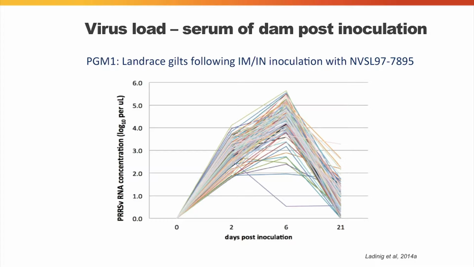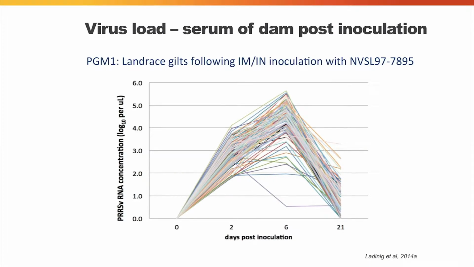So after PRRS infection, virus replicates in tissues. It's circulating systemically in the blood, and then it continues to replicate as it goes into specific target organs. So what we see here is a line plot of about 115 PRRS inoculated females, gilts. The horizontal axis shows the 4 different post-inoculation days, 0, 2, 6, and 21. And on the vertical axis, I'm showing levels of virus detected by PCR.